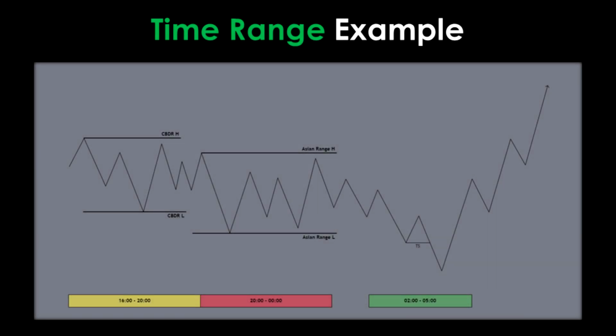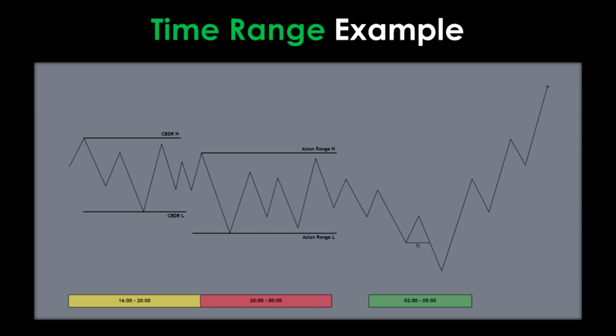Lastly, let's look at an example of time ranges. In this chart, you'll notice specific time intervals at the bottom. We have 4 p.m. to 8 p.m. New York time, which represents the central bank's dealer range. During this period, the price typically consolidates within a range, making it a dynamic range known as the CBDR.